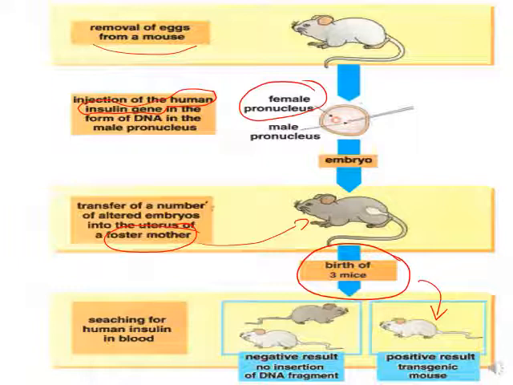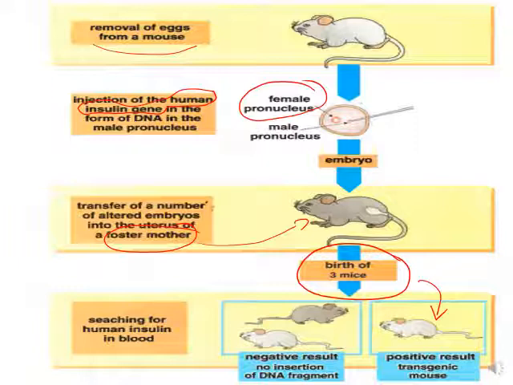So after the injection of the male pronucleus of the mouse with the human insulin gene, we inject a gene from another species, from a human to mice, in the form of DNA into a female pronucleus, and we transfer them into the foster mother. The altered embryos are transferred into the uterus of the foster mother. The result was 2 mice with negative result, with no insertion of DNA fragment, whereas 1 of these mice showed a positive result, meaning it's called a transgenic mouse.